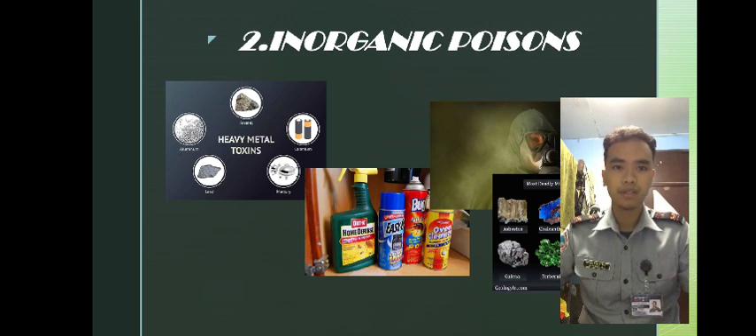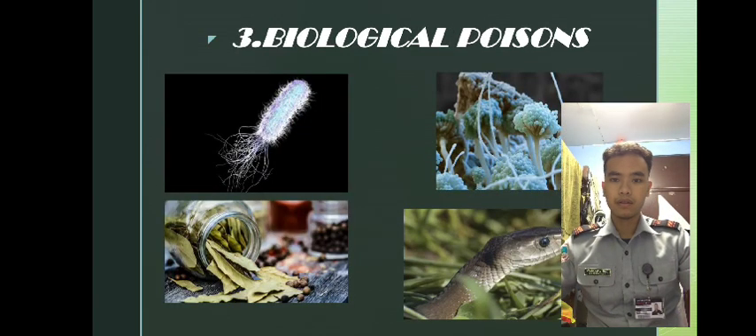Lastly, minerals. Symptoms of mineral poisoning can depend on the type of mineral and the route of exposure. Inhaling mineral dust like asbestos and silica can cause respiratory symptoms like coughing, shortness of breath, and chest pain. Long-term exposure to asbestos can cause mesothelioma, a type of cancer. Lastly, let us now proceed to biological poisons.